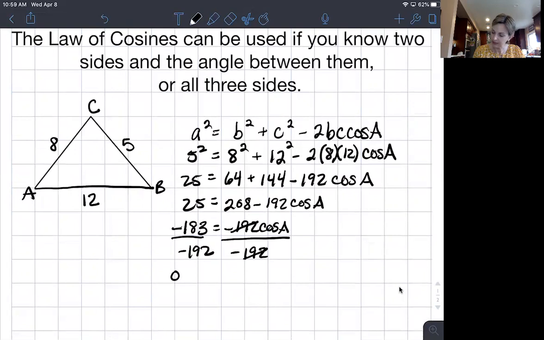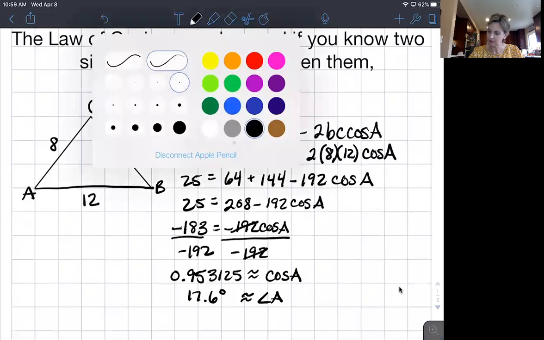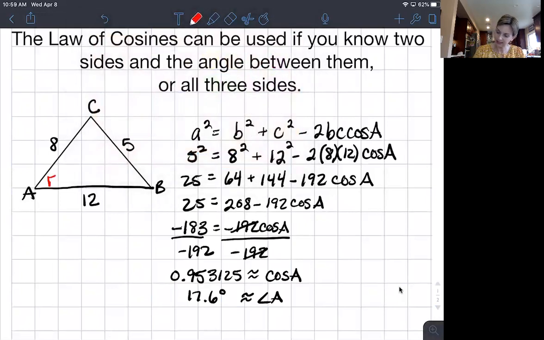So we end up with 0.953125, about that, is cosine of angle A. Now you use the inverse cosine function on your calculator to get that angle A is about 17.6 degrees. All right, we did it. We came up with our first angle right here, 17.6 degrees using the law of cosines.